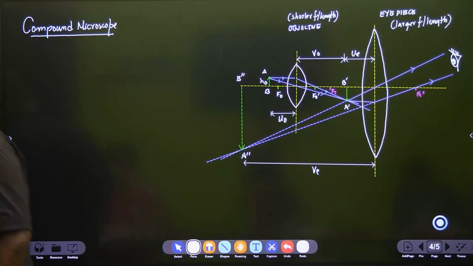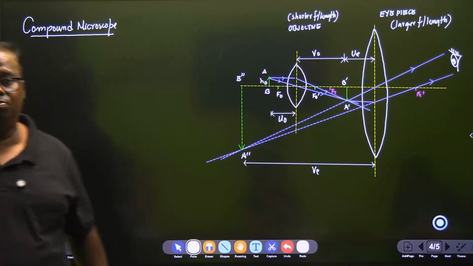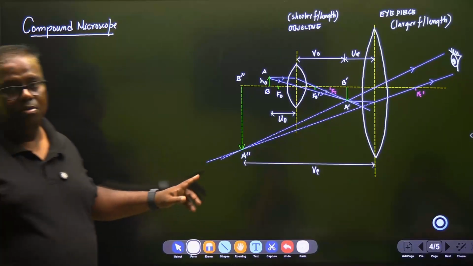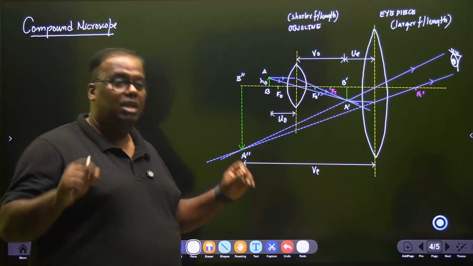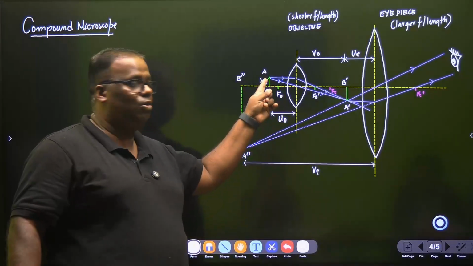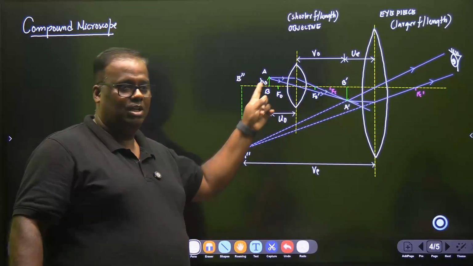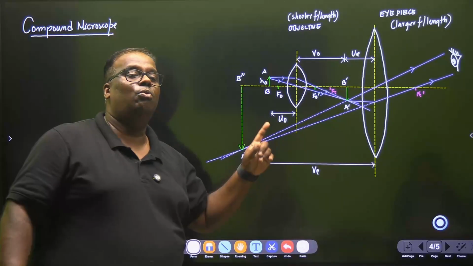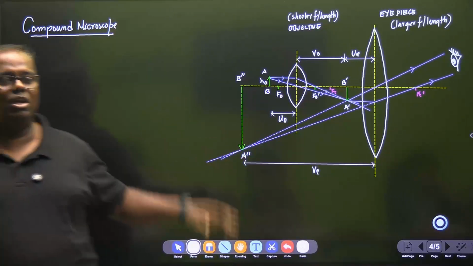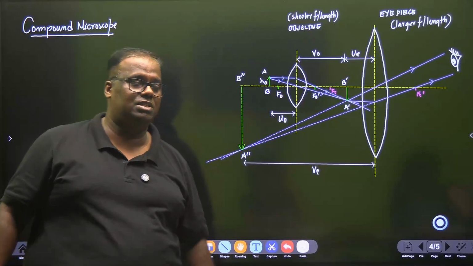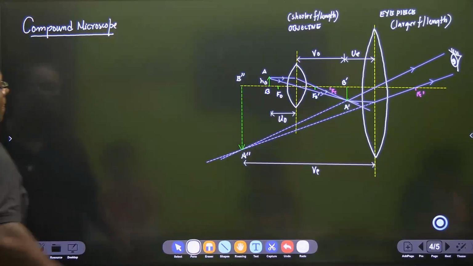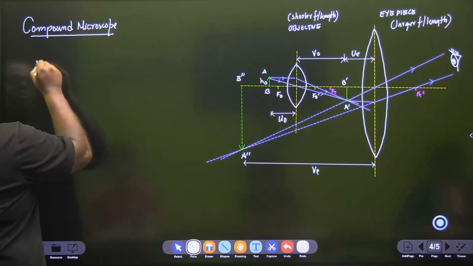So if somebody tells you microscope produces an erect image or an inverted, what you will say? It produces an inverted image. Microscope produces an inverted image because originally your object was this. It has produced an inverted image. If you want the image to be straight, later on you can have some reflecting mirrors inside. So let's start with our magnification formula.